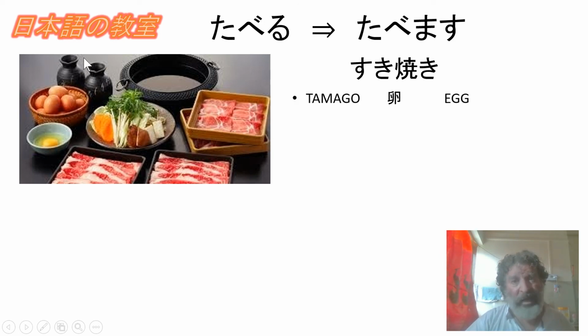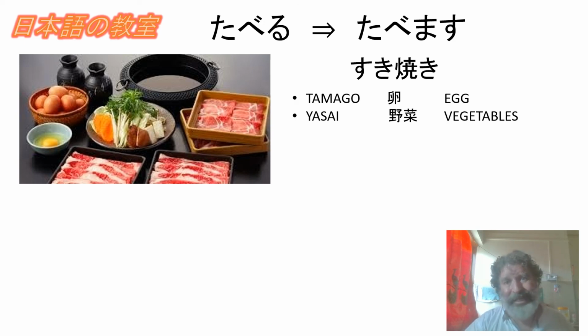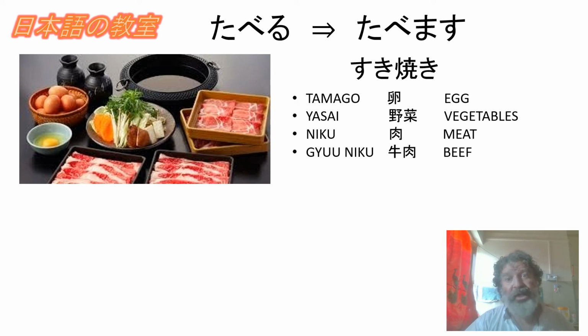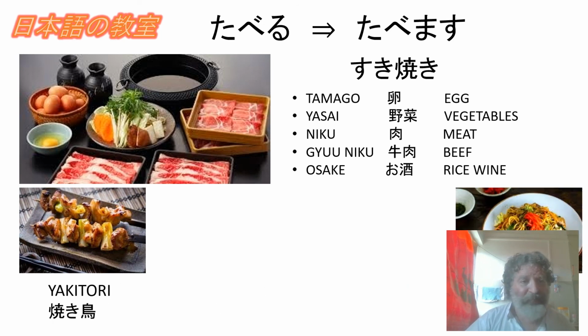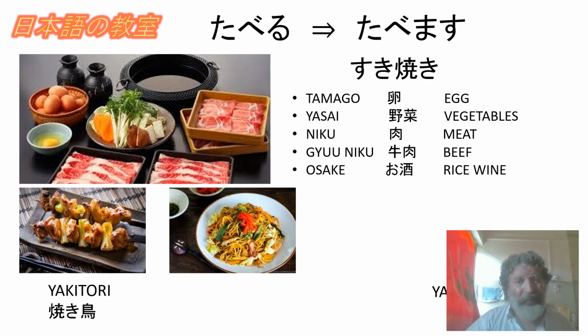So I've tamago, yasai, yasai, yasai, niku, gyuniku, osake. And here's 3 more food items. And with that, we will end the class.